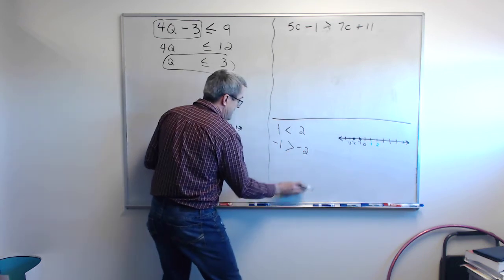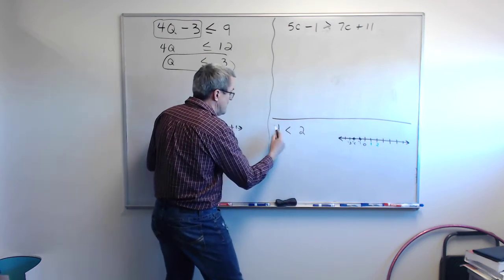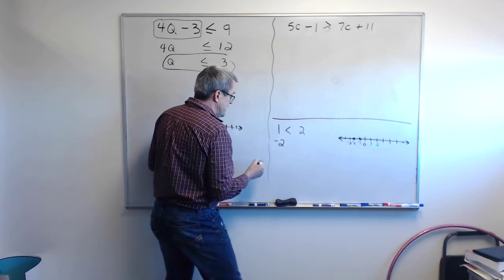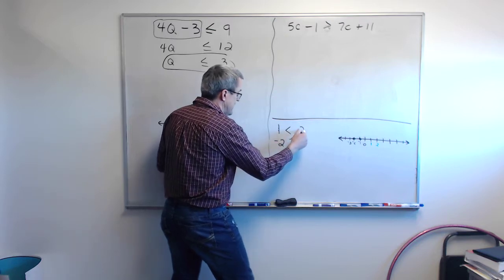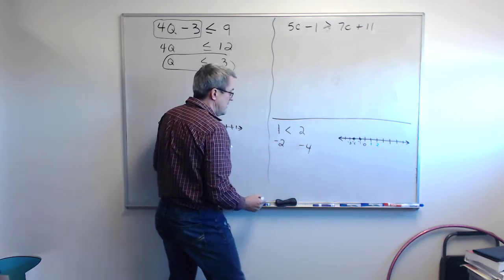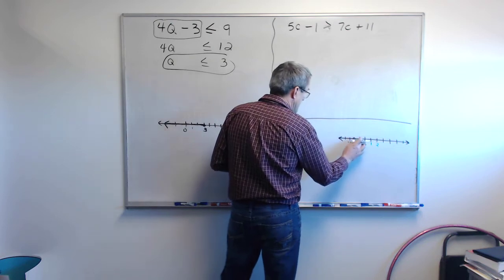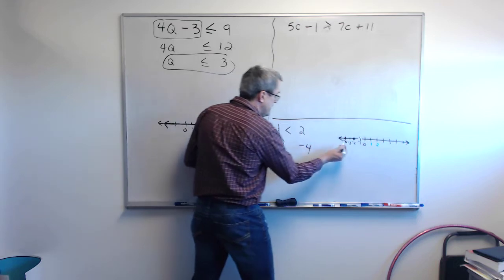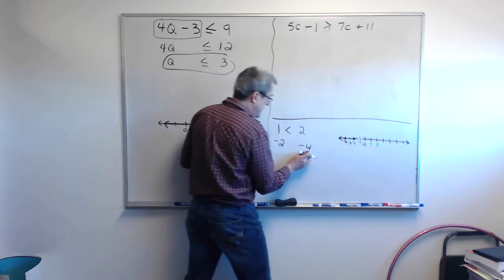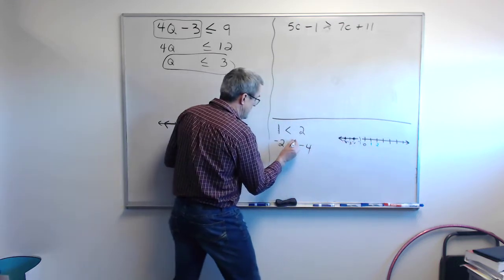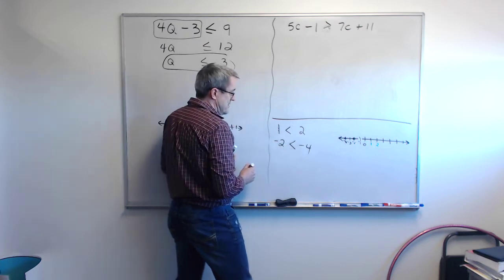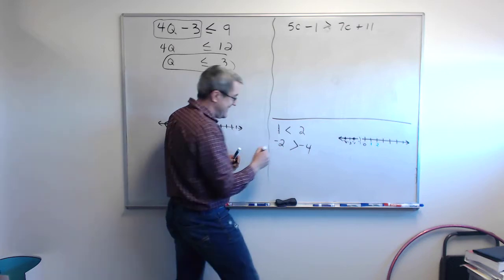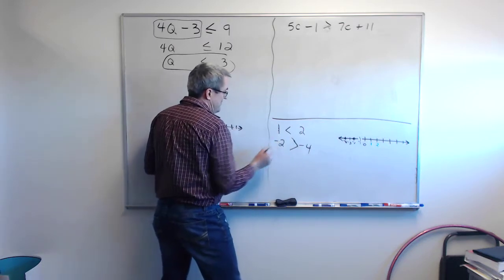Or watch this, let's do another one. What if you multiply both sides by negative 2? 1 times negative 2? Oops, don't put that there yet. 2 times negative 2. What's the relationship between negative 2 and negative 4? Negative 2 is to the right of negative 4. Negative 2 is greater than negative 4.